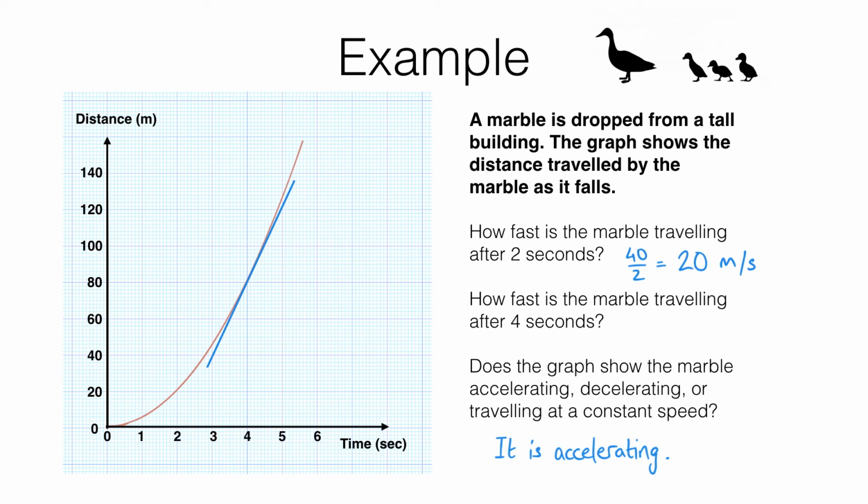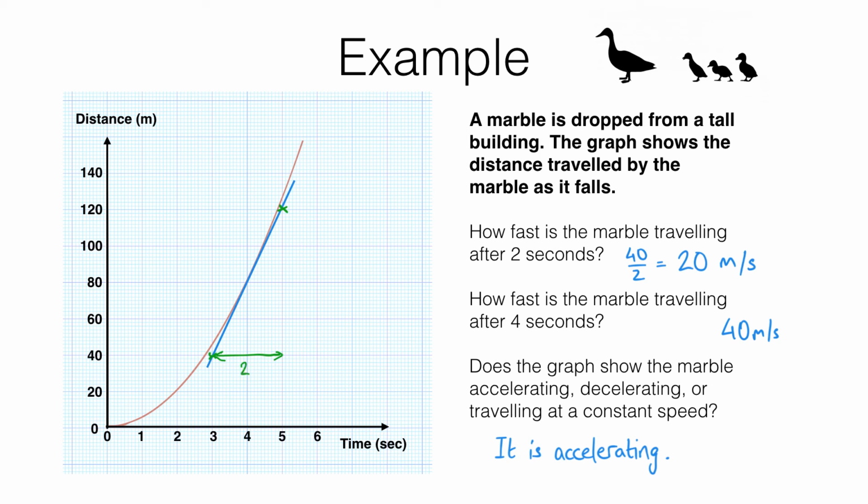You should have found that the gradient of the tangent is 40, so that means the velocity is 40 meters per second, which in this case means the speed is 40 meters per second. Of course, there are lots of ways you could calculate the gradient of this tangent, but I like to make my life easy. So for example, I would choose some friendly looking points like this one and this one, because I can see that my change in this direction is 2, and that's a nice easy number to divide by.